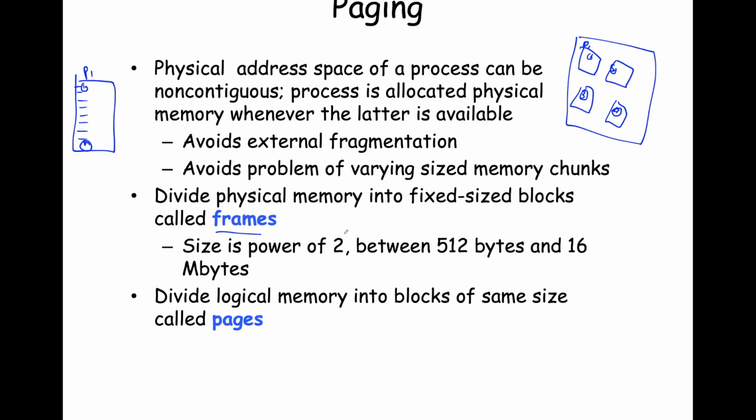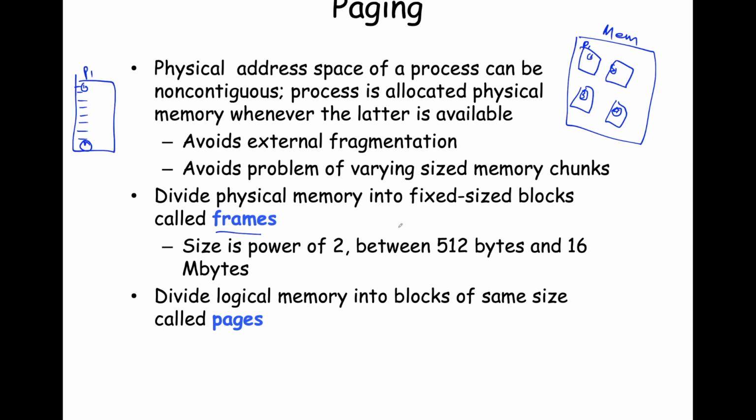So 2 to the 1, 2 to the 2, 2 to the 3, anywhere from 2 to the 9, 2 to the 10. And so it's between 512 bytes long, the size of one of these chunks, and 16 megabytes.